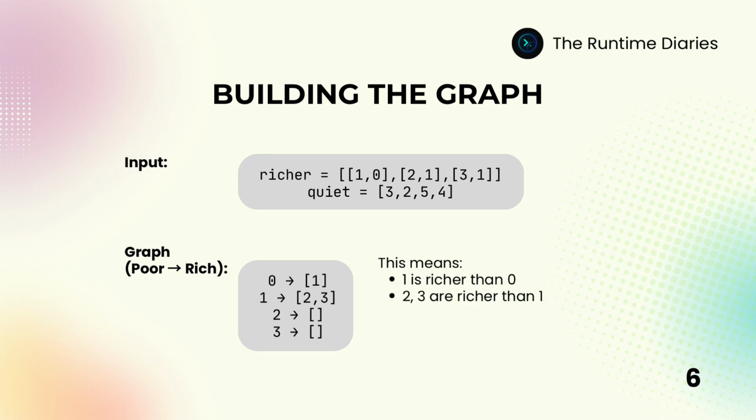If we read this in poor to rich direction, person 0 connects to 1. Person 1 connects to 2 and 3. Person 2 and 3 have no richer connections. That means 1 is richer than 0, 2 and 3 are richer than 1, and 2 and 3 are the top of the chain. Now we can clearly visualize the relationships we'll traverse.